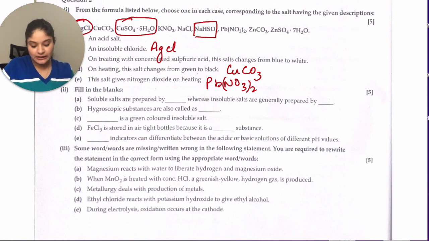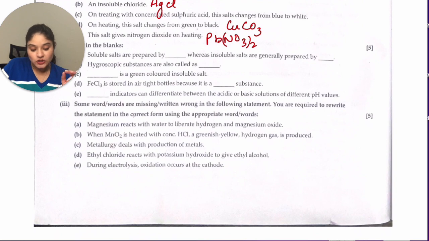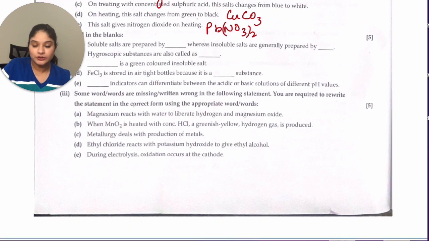Let's move to the second part, B, that is hygroscopic substances are also called drying agents because they have great affinity for water. Next is dash is a green colored insoluble salt. So that is copper carbonate. D part is iron chloride is stored in airtight bottles because it is a deliquescent substance. That means if left in open air, it has a tendency to absorb moisture. E, dash indicators can differentiate between the acidic or basic solutions of different pH values, that is universal indicators. Let's move to the third question.